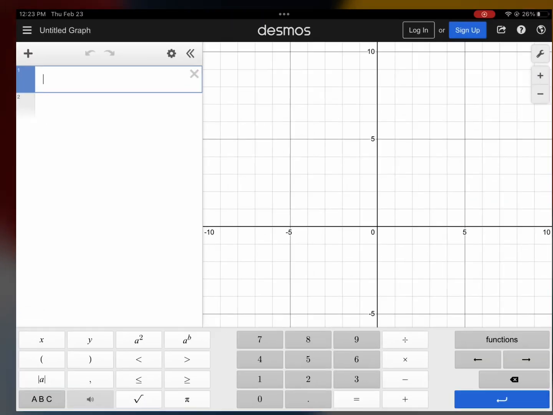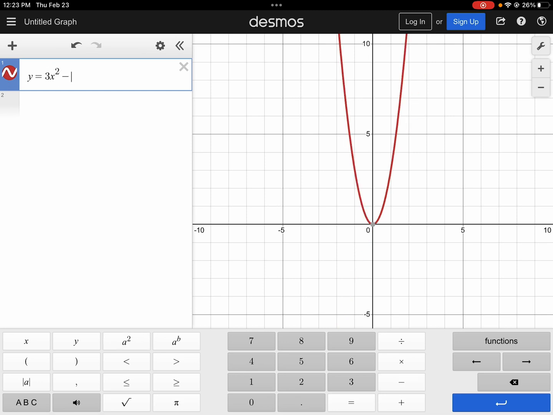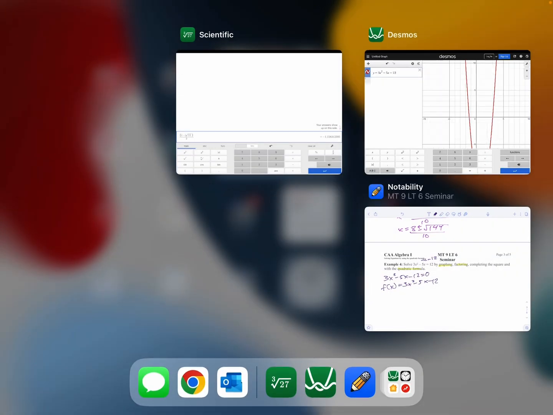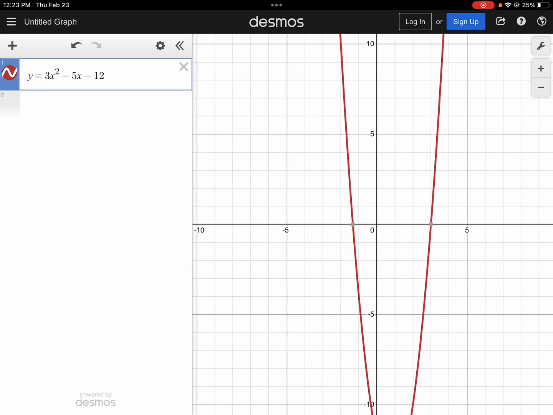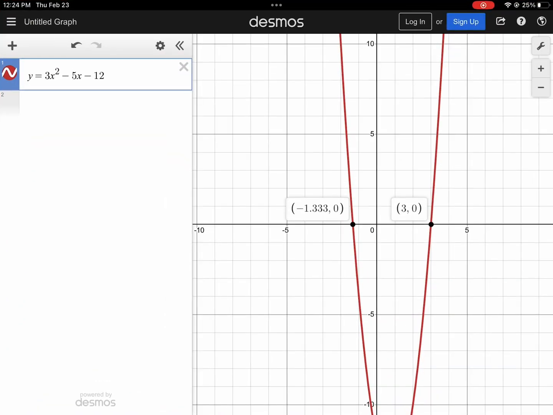We'll use decimals to graph this. We're going to say f of x, or we'll say y, equals 3x squared minus 5x minus 12. I'm going to double check that's what the problem is. And notice my answers are where it crosses. So I get negative 1.333 and 3. So negative 1.33, that's negative 4/3. So in other words, x equals negative 4/3. And would we say the other one was 3?